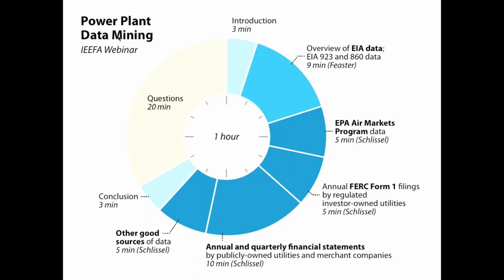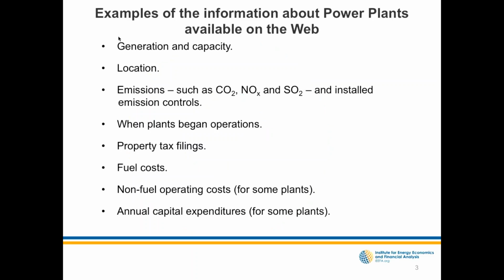Slide 3 then lists some of the information that's available about power plants on the web, ranging from the generation, whether hourly, monthly, annually, by plants, location, their emissions, the age of the plants, what they pay in property taxes, what they think they should pay if they challenge their property taxes, fuel costs and non-fuel operating costs, and annual capital expenditures.